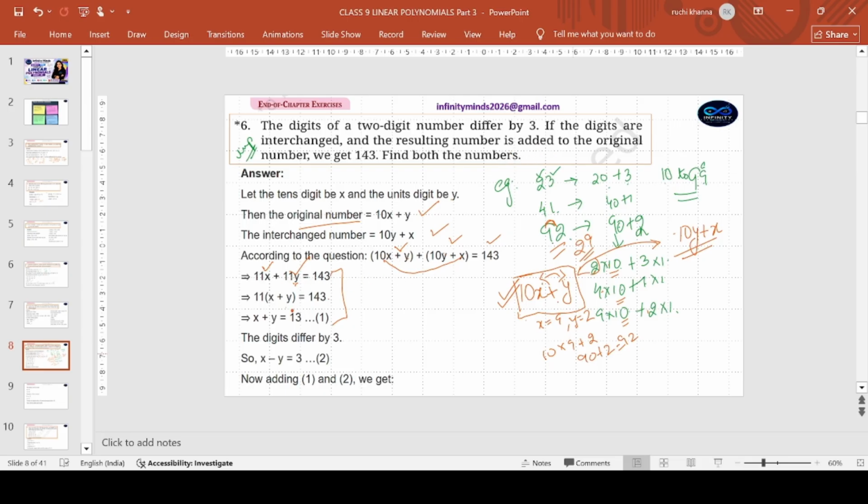Whether you stop at 11x plus 11y or take 11 common, 11 goes to the denominator. Any one of them can be marked as equation number 1. Problem comes, where is the other equation? The digits, it is written, the digits differ by 3. You will always find there would be some other condition also given. The digits differ by 3. So this is your equation number 2, which you have to make use of, x minus y equals 3. You have got x plus y and this is now x minus y. Now you can certainly solve them.